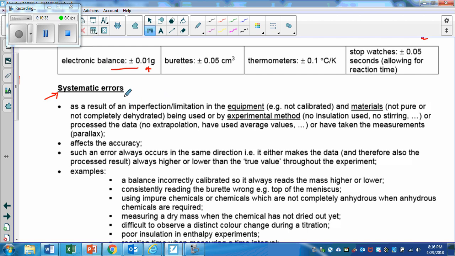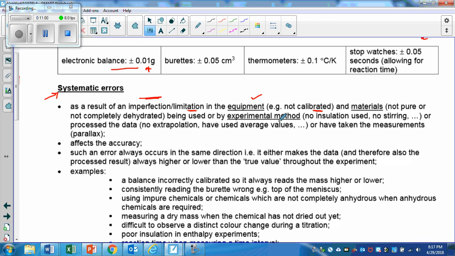So systematic uncertainties are different from random uncertainties. This is caused by the imperfection or limitation in the equipment that you're using. For example, your weighing scale is not calibrated properly, or the solutions that you're using have been sitting for a long period of time. So the solutions have lost their activity. They are not very active reagents.